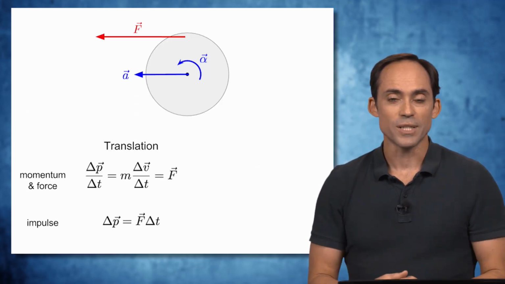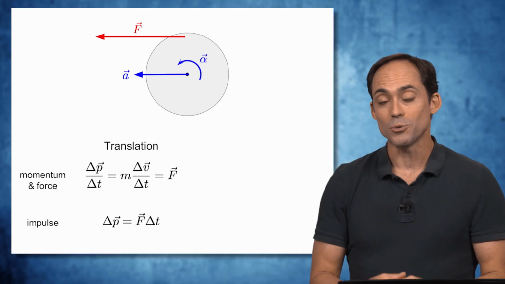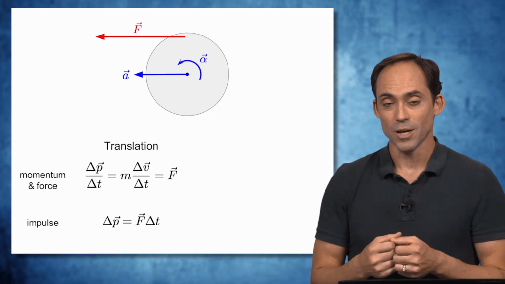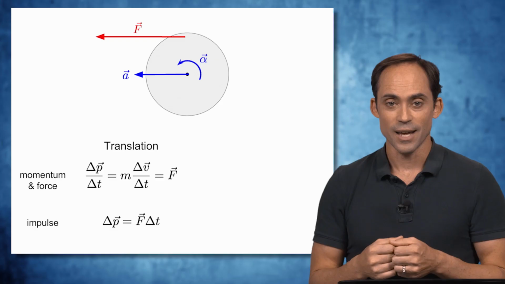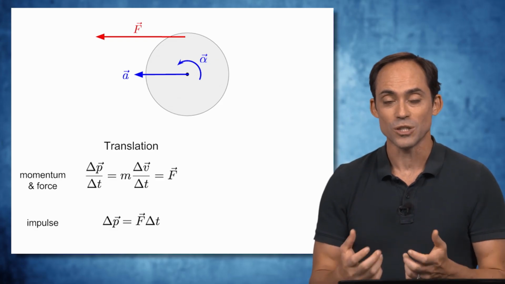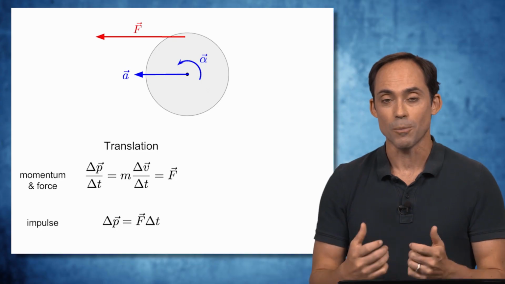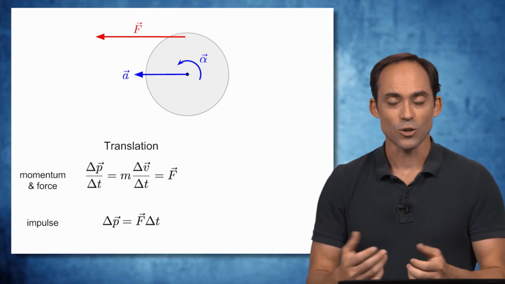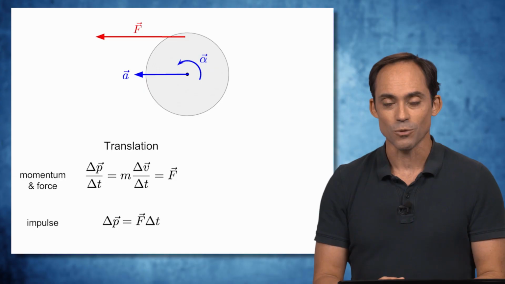Now, previously when we looked at translational momentum, we were able to relate the change in the momentum with respect to time, the change rate, and that turns out to be exactly equal to the force. In fact, this was Newton's original derivation for force. It's the change in the momentum with time. And it's a vector quantity, so it points in the same direction as the force.